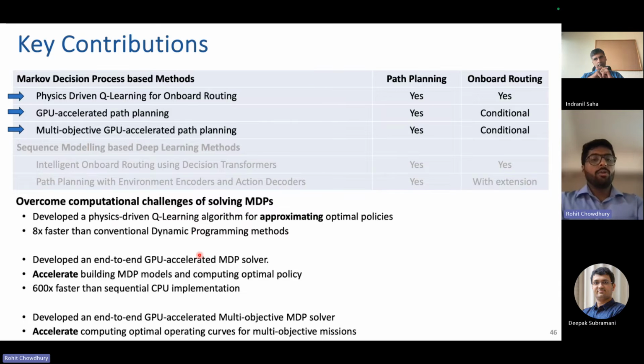Then we went on to compute exact policies, but then accelerated them using a GPU. We made our own MDP solver and we accelerated building the MDP models, and we computed the optimal policies and achieved speed ups up to 600 times compared to sequential CPU implementations. And then we extended that to a multiple objective setting and accelerated computing the operating curves or these Pareto optimal fronts for multi-objective missions.